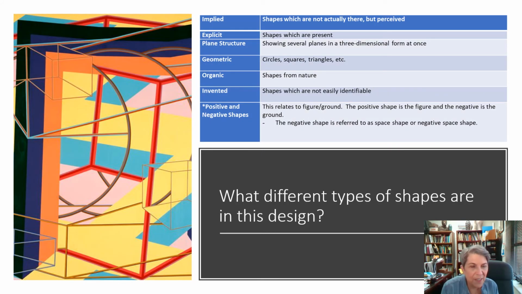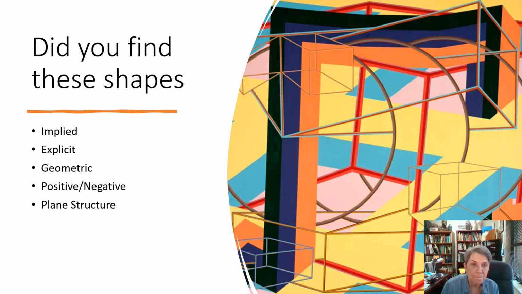So am I looking at this? I would just say certainly there are implied shapes, explicit shapes, and definitely positive and negative. This artist is playing off positive and negative, and these are geometric.